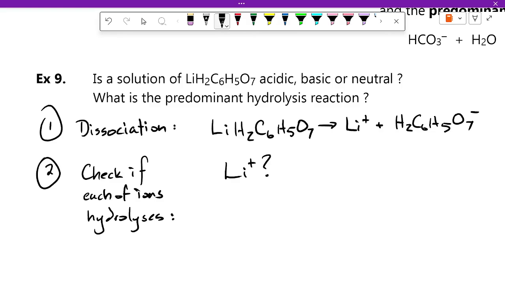Does Li plus hydrolyze? It's a cation. Are there lots of cations that hydrolyze or not very many? Not very many. Who are the only ones that do? Fe, Al, Cr, feel creepy, and NH4. Okay, so the answer is no, because it's not one of those.